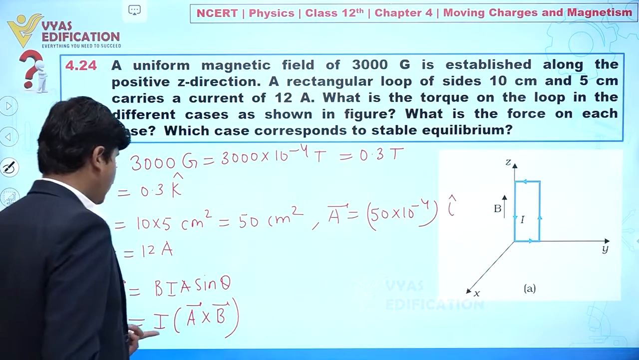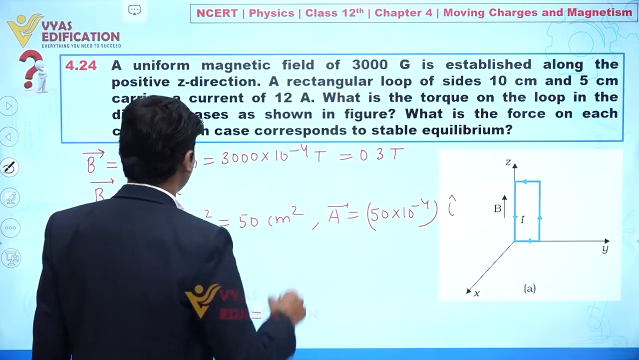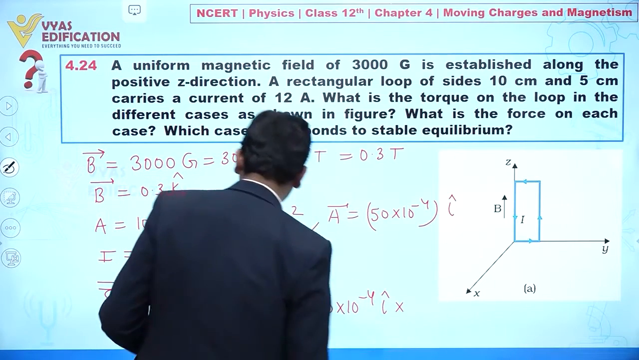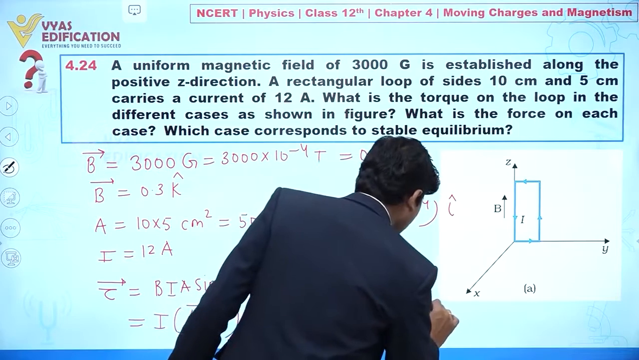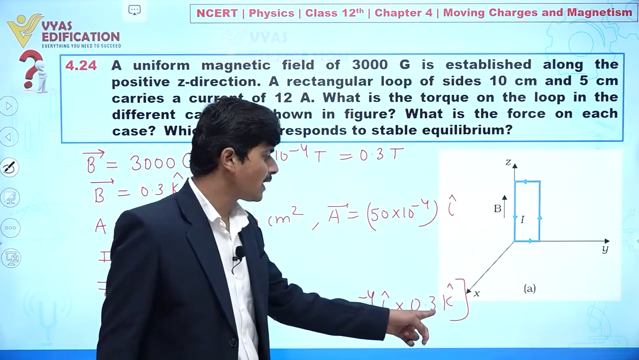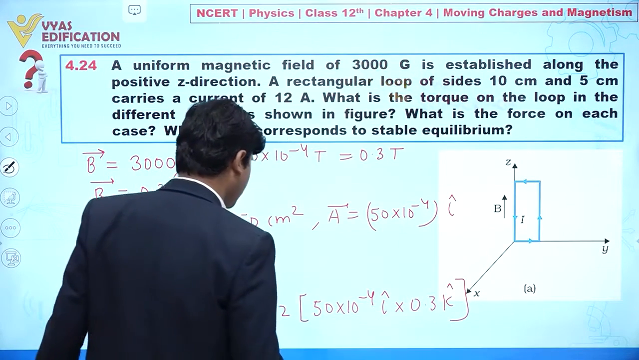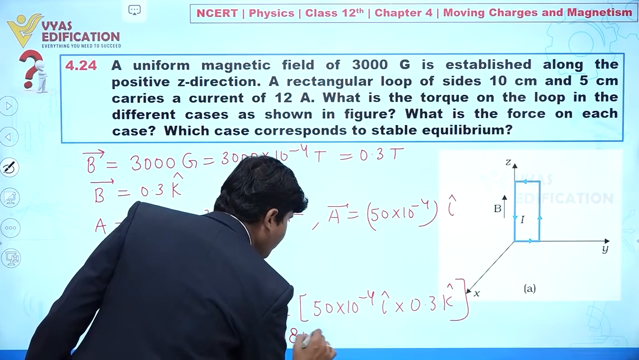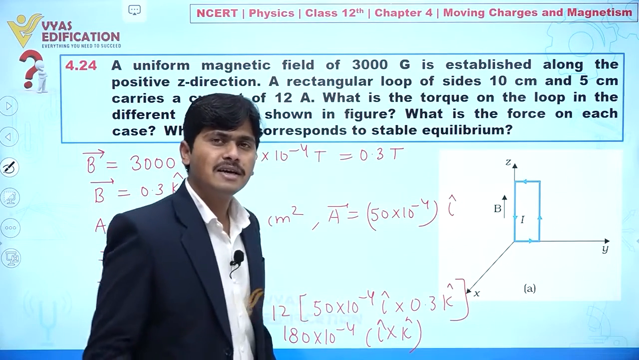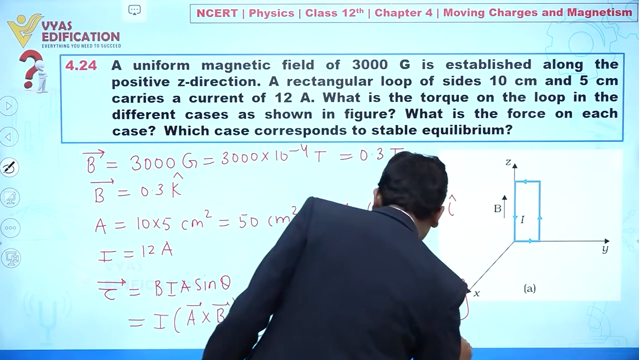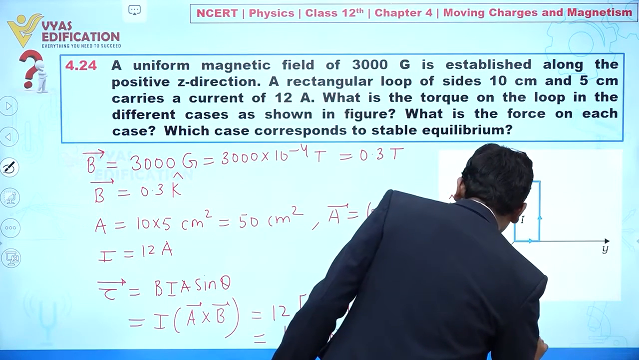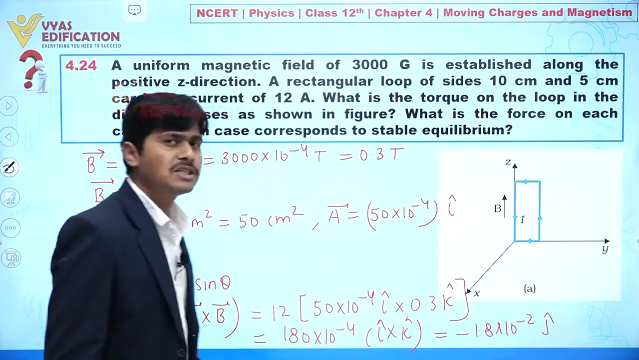Clear? So now I am writing the torque. The value of I is 12, A is 50 into 10 to the power minus 4 k cap, cross the value of B, 0.3 k cap. Clear? If we talk about magnitude, this is 600 multiplied by 0.3, which is 180. So this is 180 into 10 to the power minus 4, and I can say I cross K cap. I cross K is what? Minus J cap. So this is equal to minus 1.8 into 10 to the power minus 2, and this is J cap. Clear? So this is the value of torque.